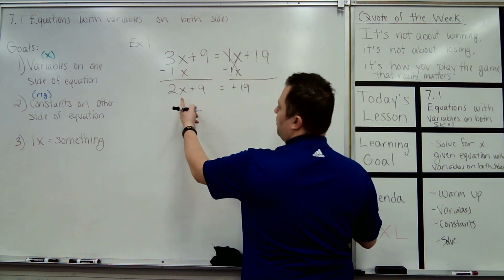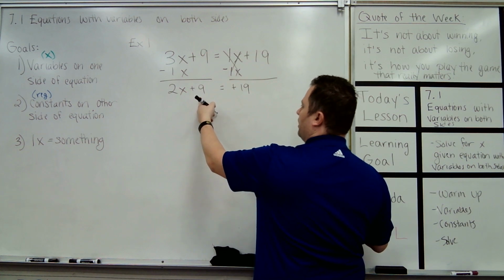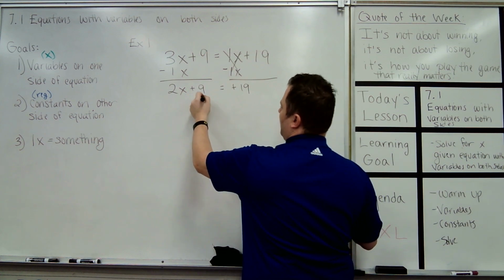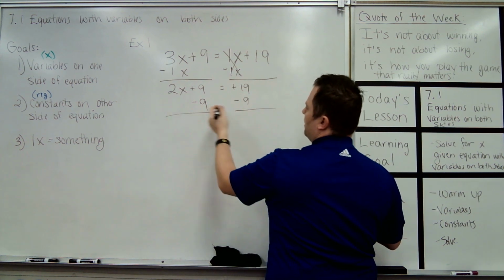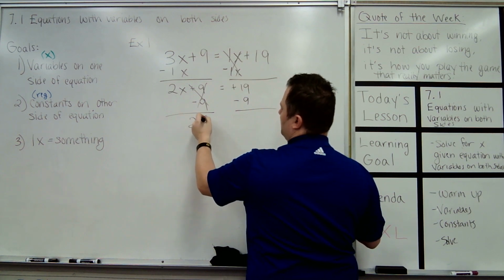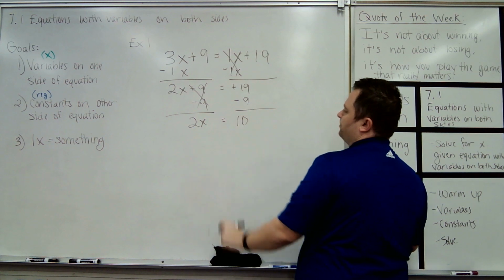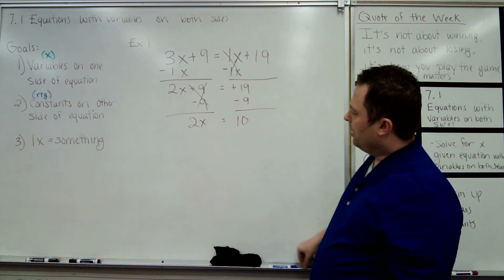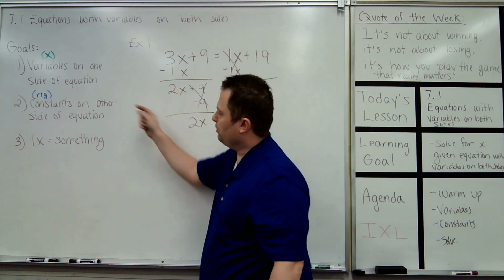Now I want the constants onto the opposite side, meaning I want this 9 gone. It's being added, so I'll subtract. Subtract 9 from both sides. 2x, these cancel, so we have 2x on one side, and that's equal to 19 minus 9 is 10. I now have variables on one side, the constants on the opposite. Goal 1 and goal 2 have been accomplished.